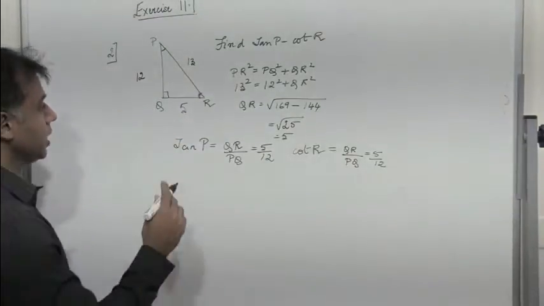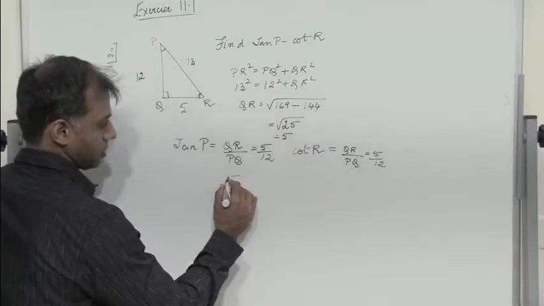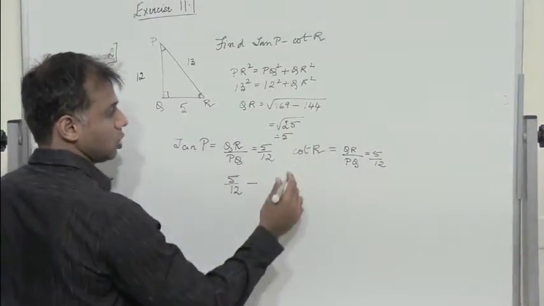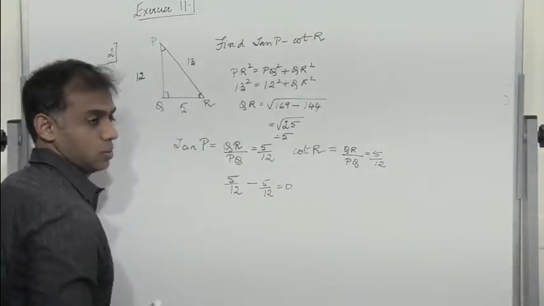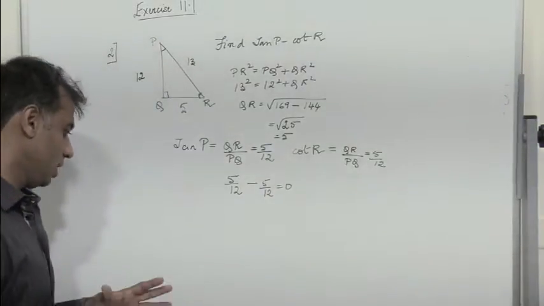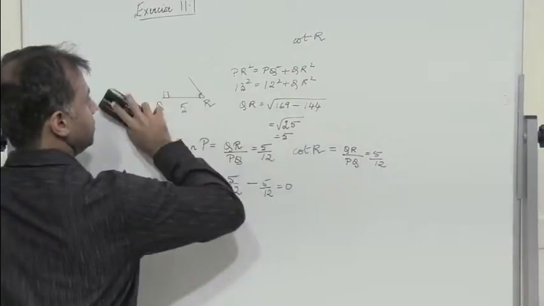So what do we need to find? Tan P minus cot R. So tan P is 5 by 12, minus cot R is again 5 by 12. So we get 0. Right? So this is a fairly simple problem. So let's go to problem 3.